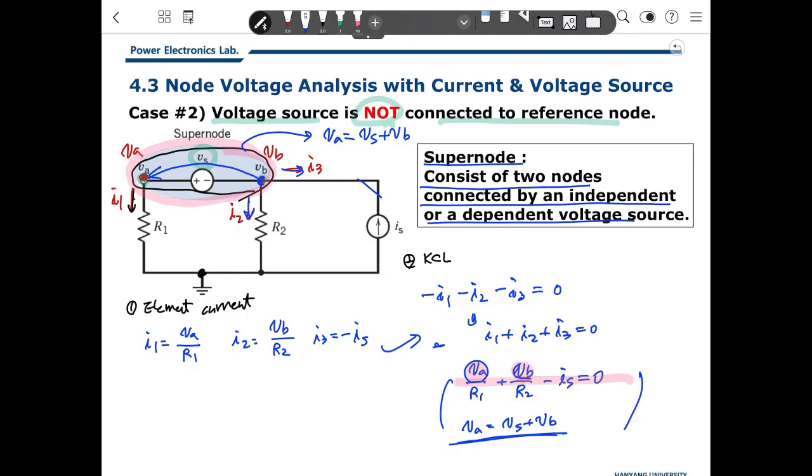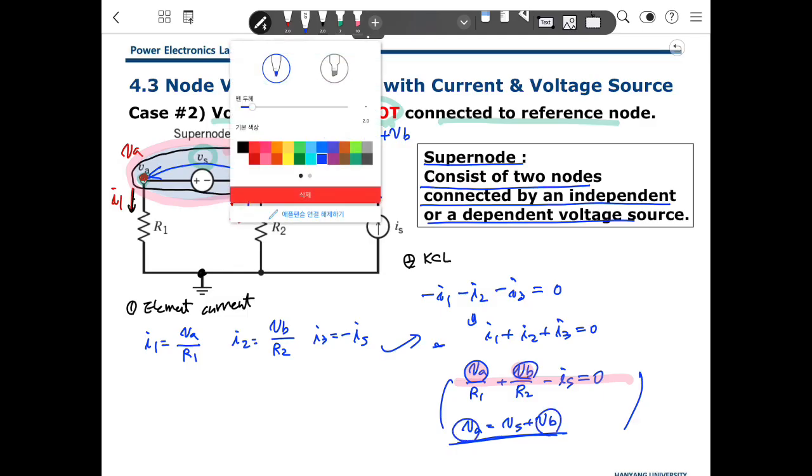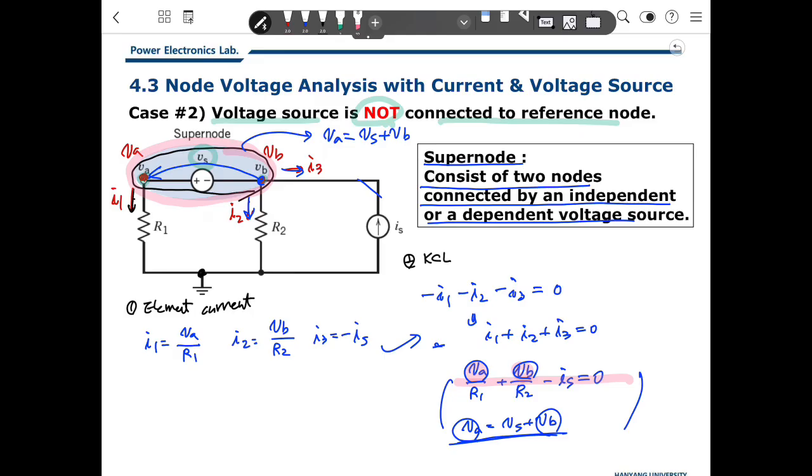So how many variables? VA, VB. And how many equations? We have two equations, so we can solve it. Two variables, two equations. We can get the variables. That's how to use the supernode.